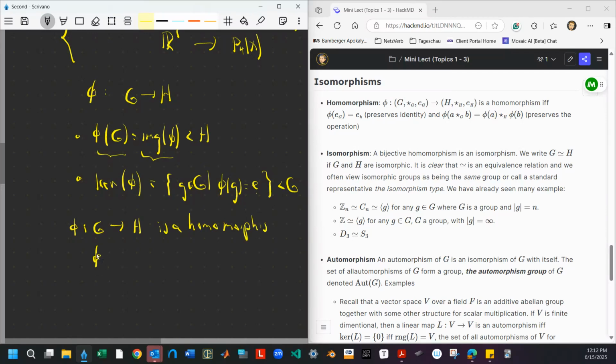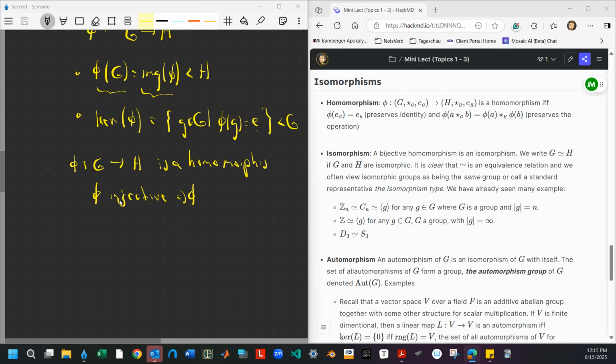And then we can have phi is injective. Then we call it an epimorphism. Phi is an endomorphism. Sorry. Actually, I'm going to pause this for a second and look up my words.